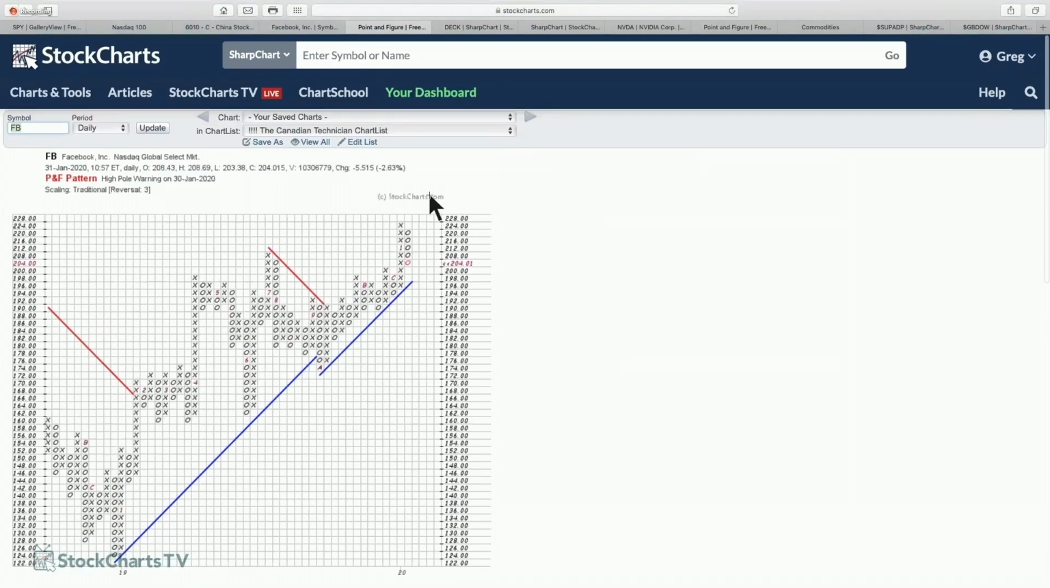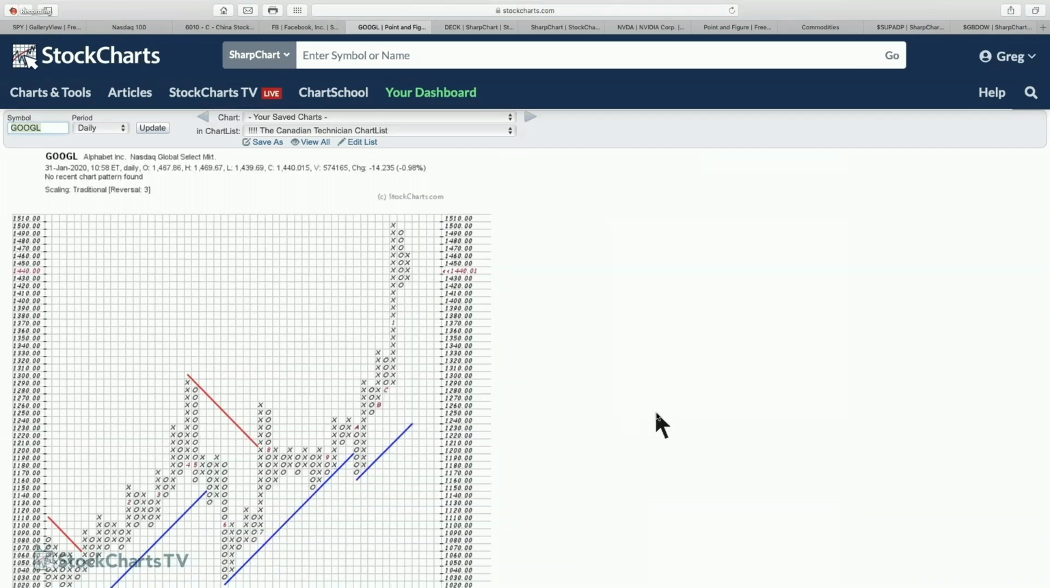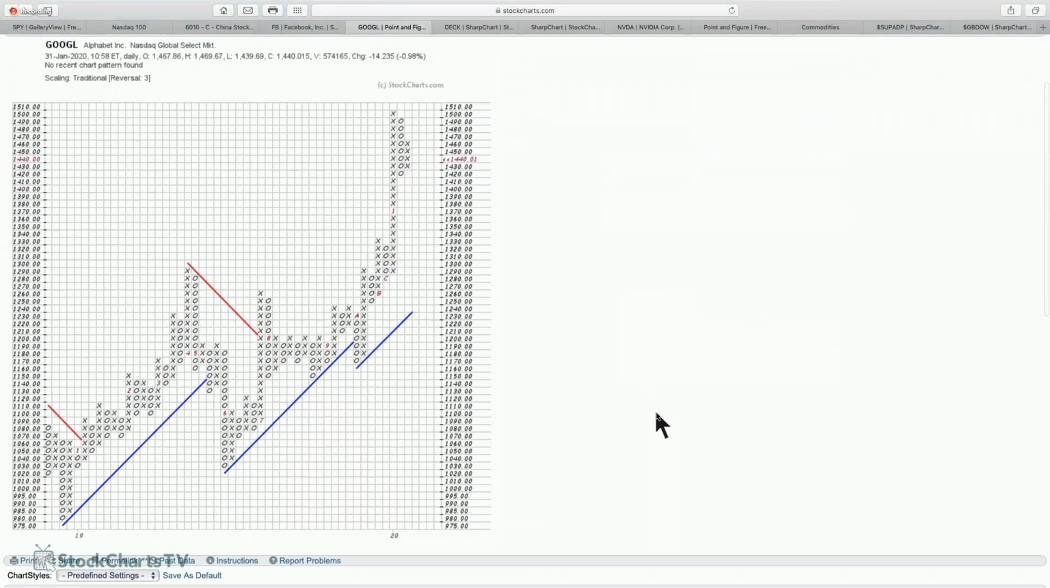Amazon has just gone through the opposite of that. So it's just turning up, and it's been trying to make this base, and now all of a sudden it's taken off. And Google, as one of the other FANG names, has done really, really well. And this is looking like your flag pattern up here, bull flag, where you come up, make your flag, and then all of a sudden it turns around and breaks out, and we'd look to move higher again.